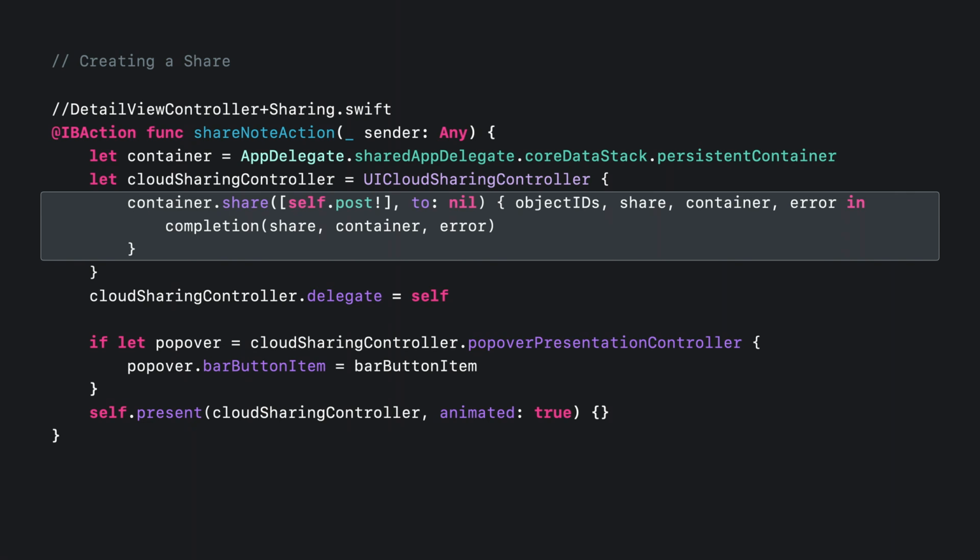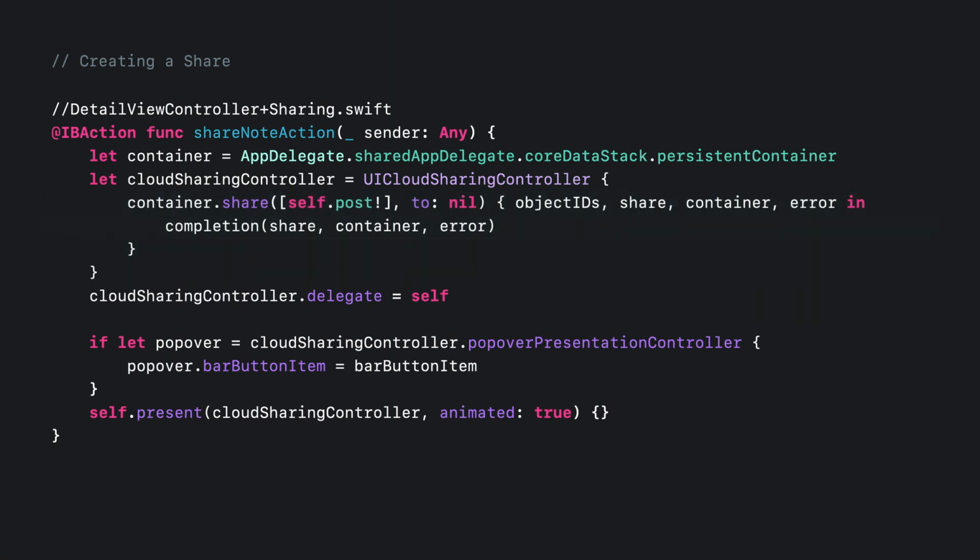workflow. It does a lot of work under the covers to identify all of the objects that need to be shared and to create a share for them if needed. Finally, I invoke iCloud sharing controller's completion block with the results provided by NSPersistentCloudKitContainer, which tells it I'm ready to continue the sharing flow. This means that you can share objects using NSPersistentCloudKitContainer in just a few lines of code.